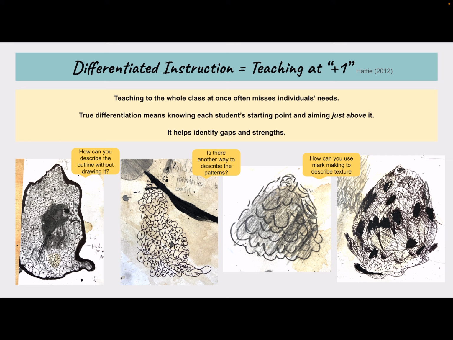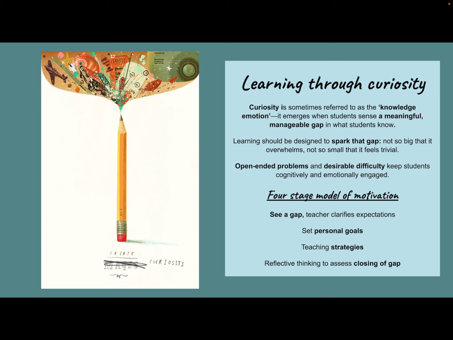Teaching to a whole class often overlooks individual needs, and true differentiation means understanding where each student is at their starting point and aiming instruction just above that, which you can see in the speech bubbles there. It's sometimes called the +1 method, to keep the learning not too easy, not too hard, but just the right level of stretch, so that students keep progressing.